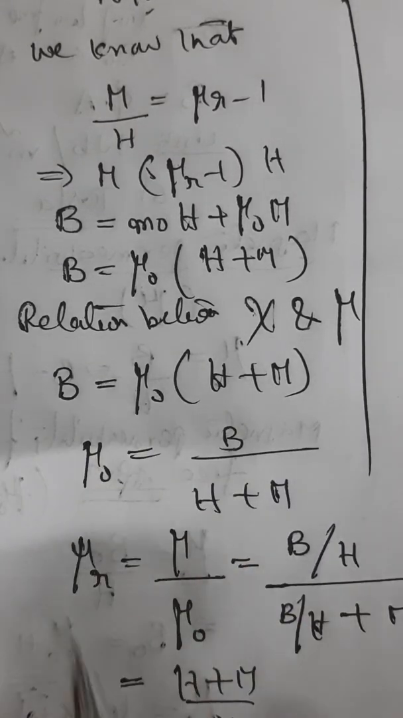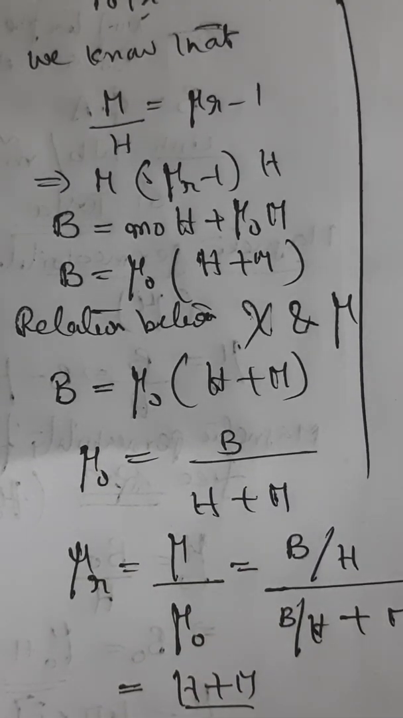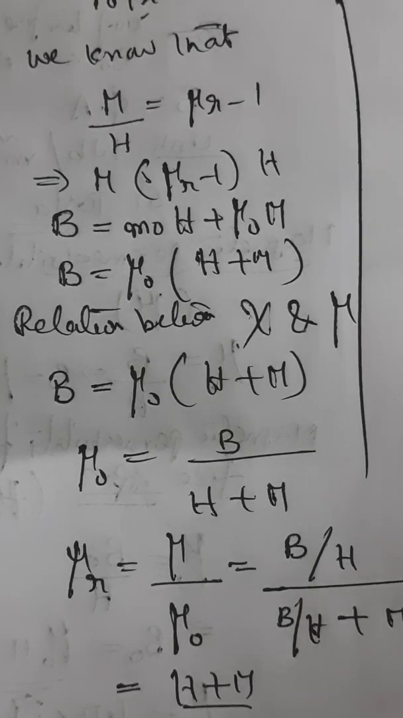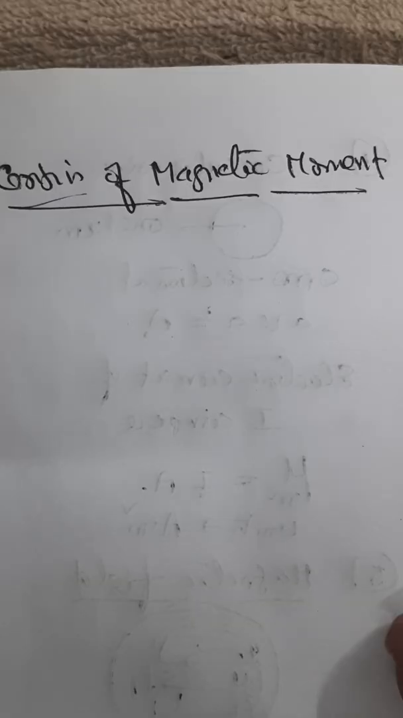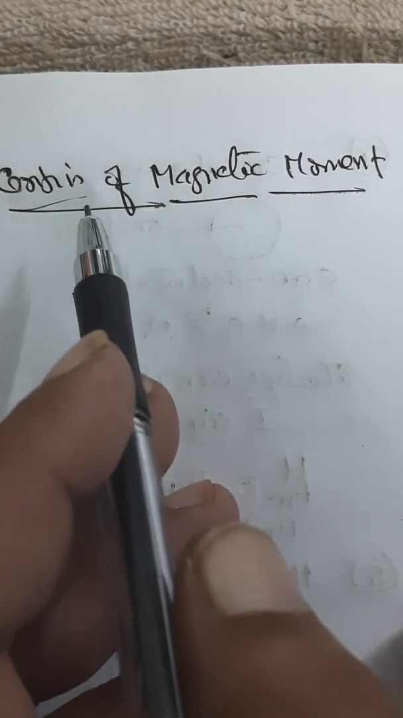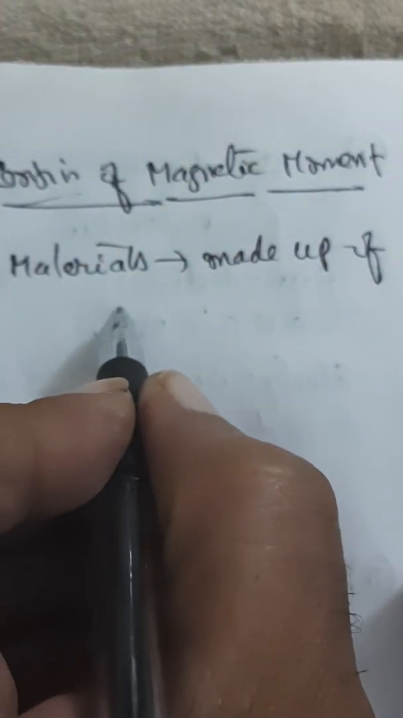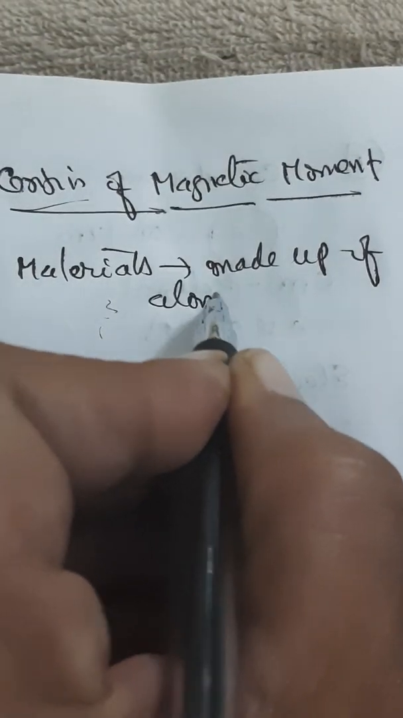So with these basic definitions, we shall try to understand the magnetic materials part further. Now let us see, where is the origin of magnetic moment? We all know that when we use the word materials, all these materials are simply made up of what? Made up of atoms.